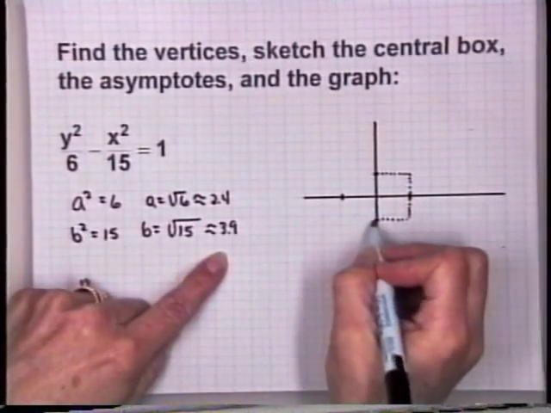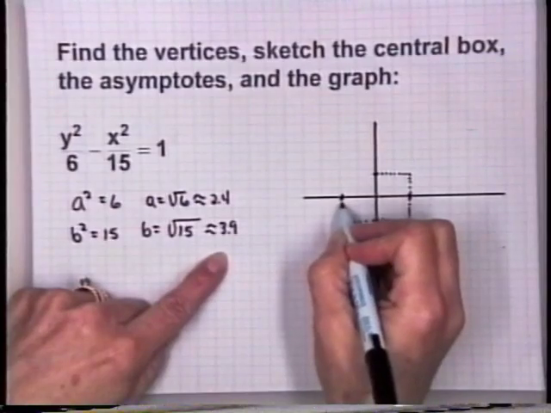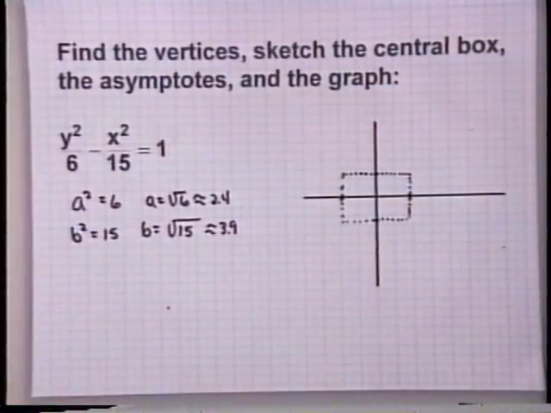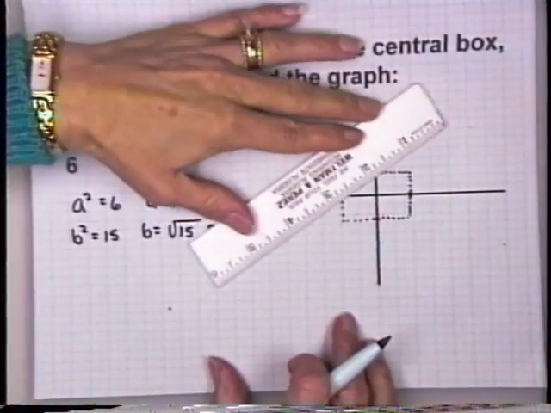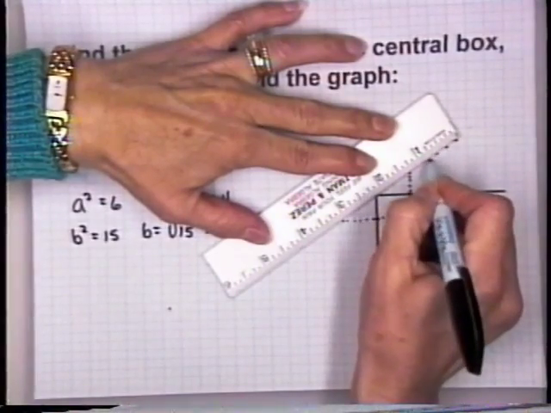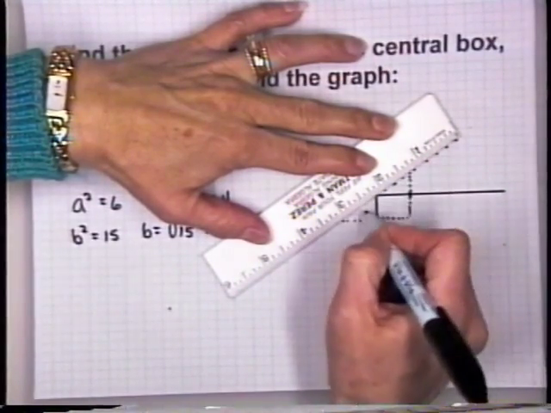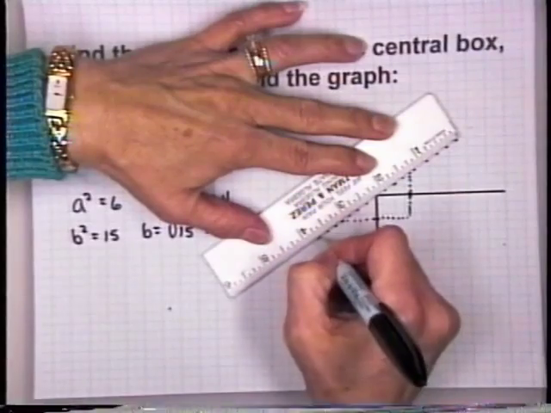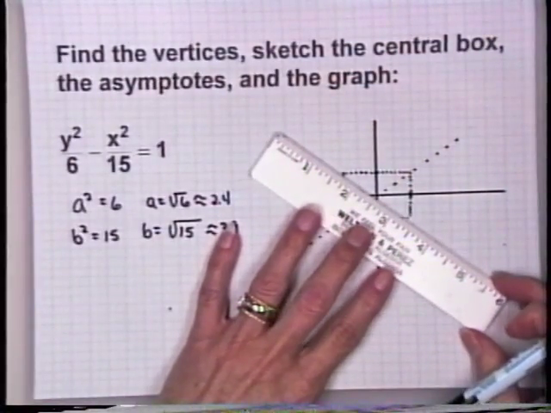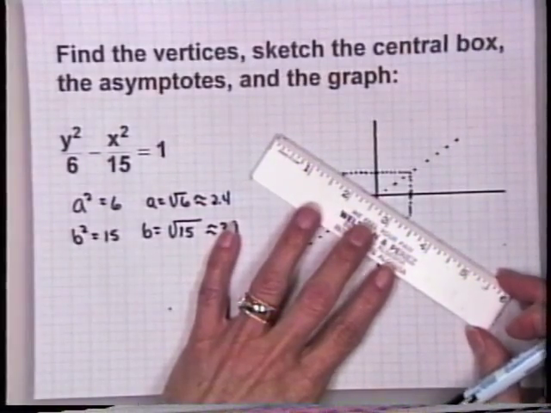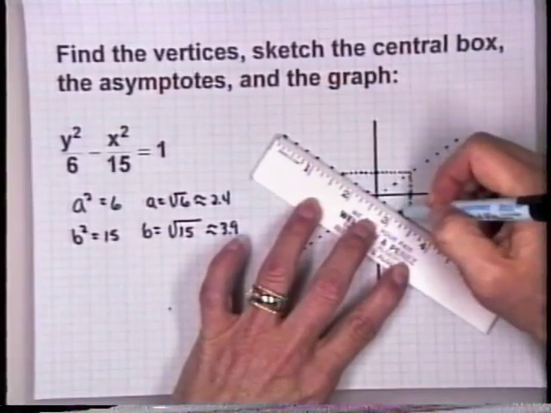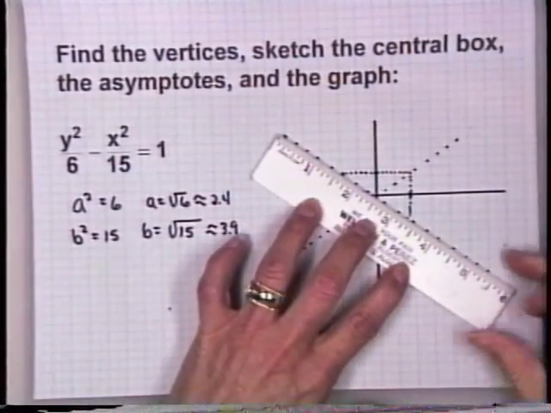Now, you might want to use a ruler to be more accurate than what I'm doing here. There's my central box. And then we will connect the opposite corners of our central box so that we'll have our asymptotes. Again, I'm dotting in both the central box and the asymptotes. As a reminder, that's not part of the graph of the hyperbola, but simply a guideline to help me get the graph.